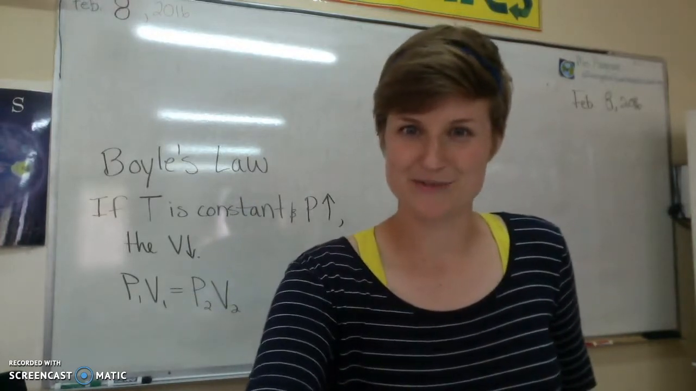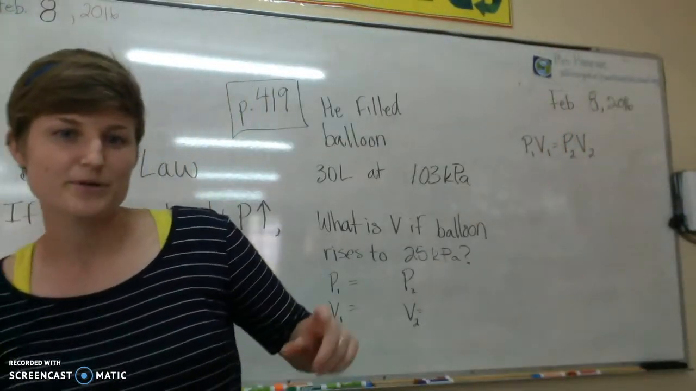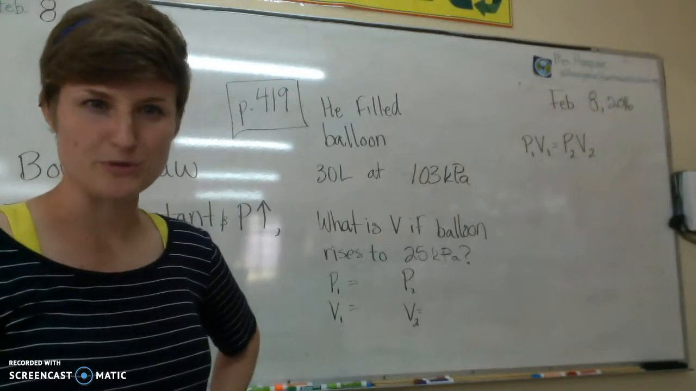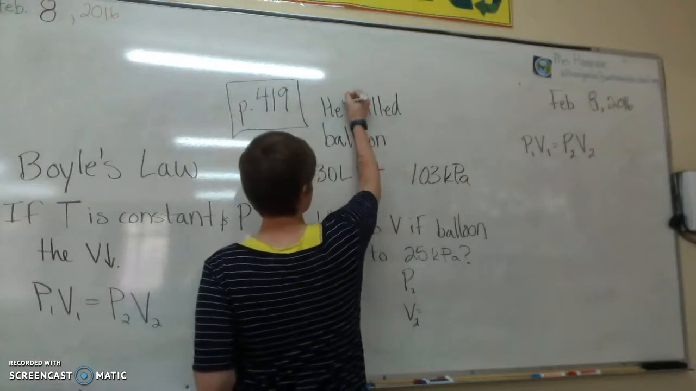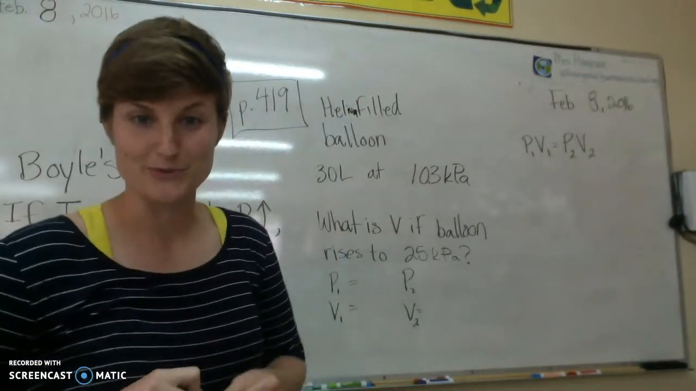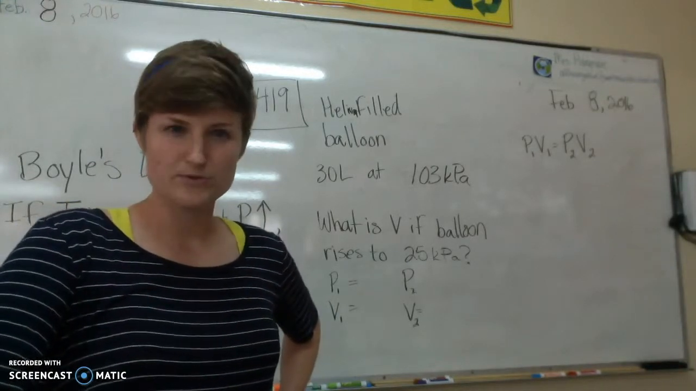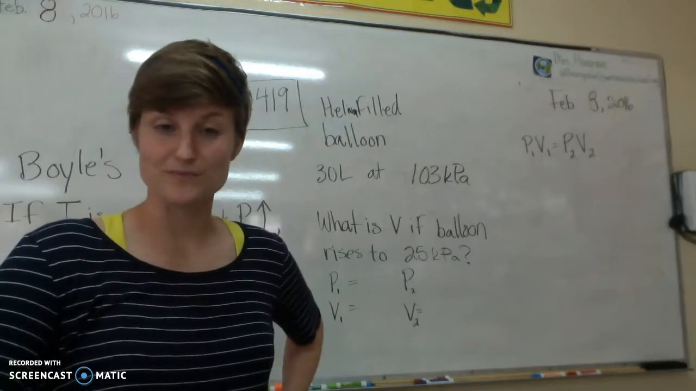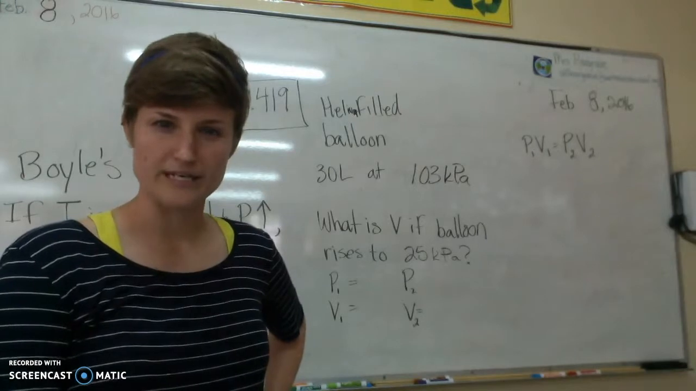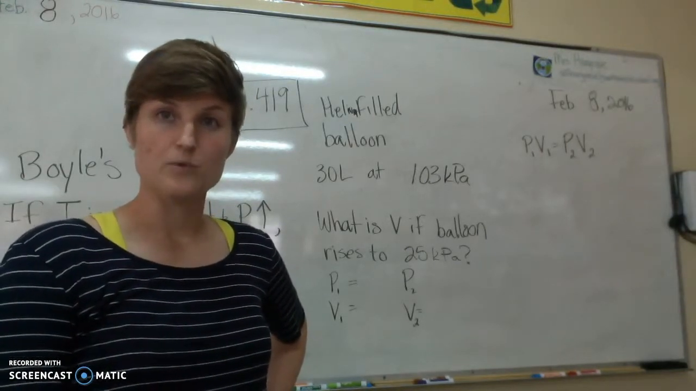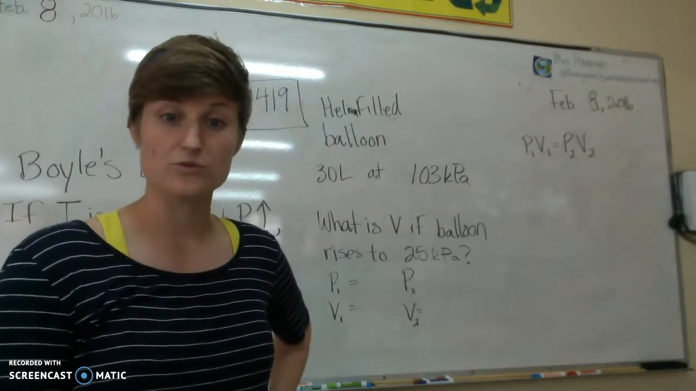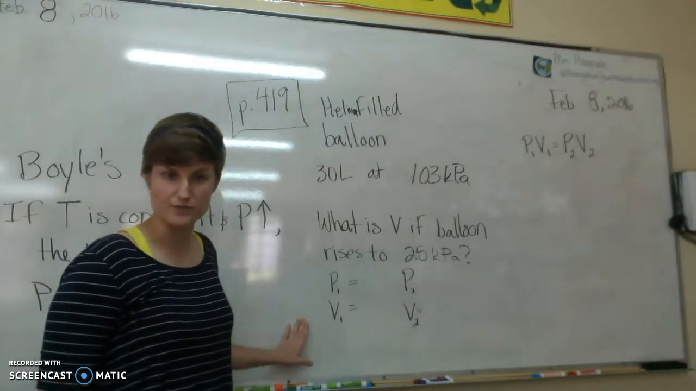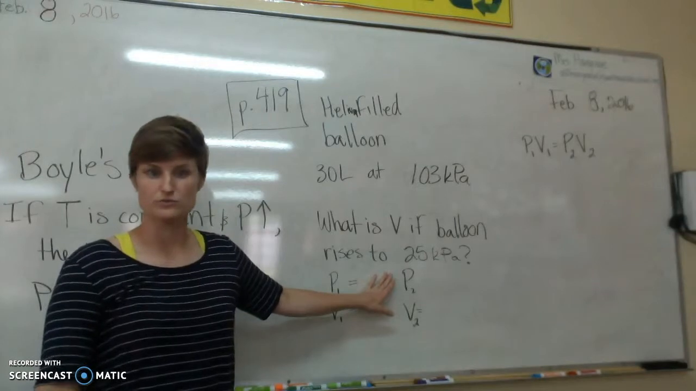Let's go ahead and do an example. Here is our example, and I put our page number up. We're on page 419, so you can follow along. You are given a helium-filled balloon, and I just put He for the symbol, but that looks weird. So, helium. You're told that this balloon has a 30-liter volume at 103 kilopascals, which is its pressure. So these are initial readings. Then the question asks, what is the volume of our balloon if it rises to an atmospheric pressure of 25 kilopascals? You want to figure out your initial pressures and volumes, and then your secondary, or end, results that you want.